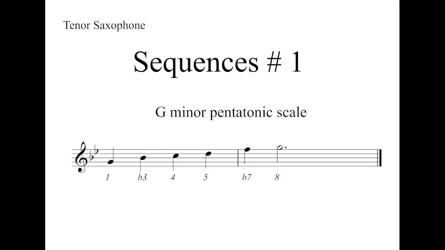You can use this scale in any minor chord as it does not contain either the 2nd or 6th note of the scale. This means it will fit over the chords based on the 2nd mode, which is Dorian, the 3rd mode, Phrygian, or the 6th mode, Aeolian, which is also the natural minor. Check out my videos called Modes of the Major Scale for more time on this idea.